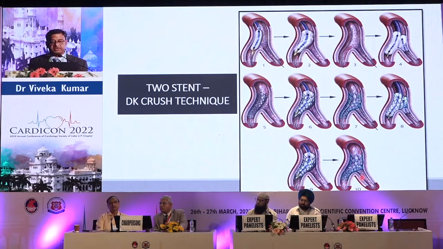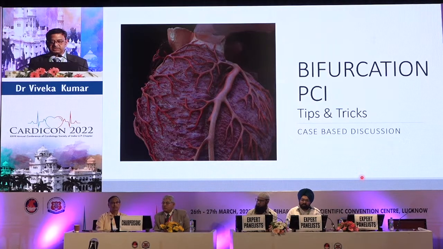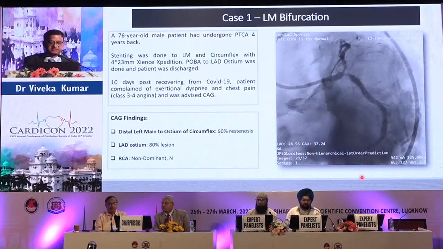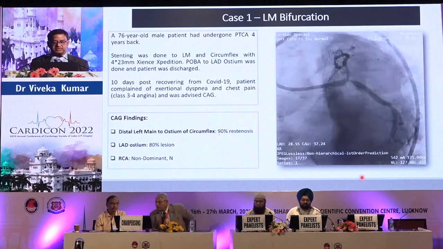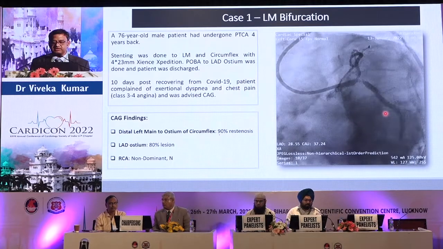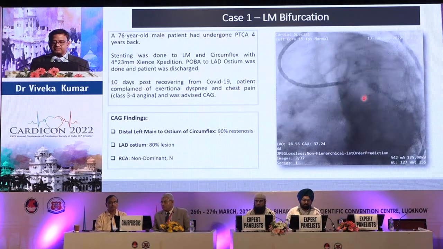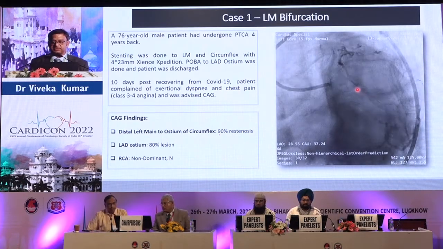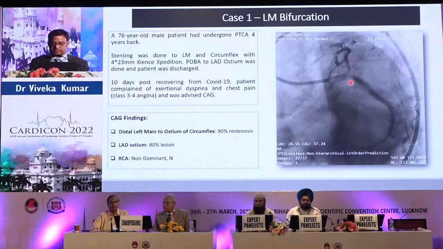So it's superior. The recent data again from the European Bifurcation Club, where the cross of two-stent technology other than the DK crush, did not find it to be superior to the DK crush technique. So a couple of cases I would show. This is a patient, a 76-year-old gentleman, who had a previous stent in the ostioproximal segment of the circumflex. After 5 years, he came with restenosis and also involvement of the LAD.